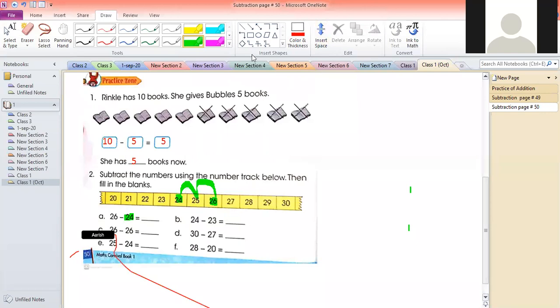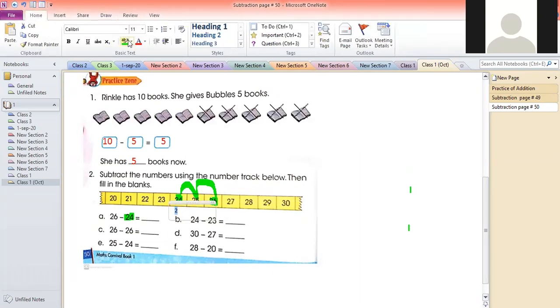2 steps. I go 2 steps back. Look here, this was 26. One step back 25 and 2 steps back 24. So I will write here answer 2. Why 2? Because 26 minus 24 equals to 2. Okay?